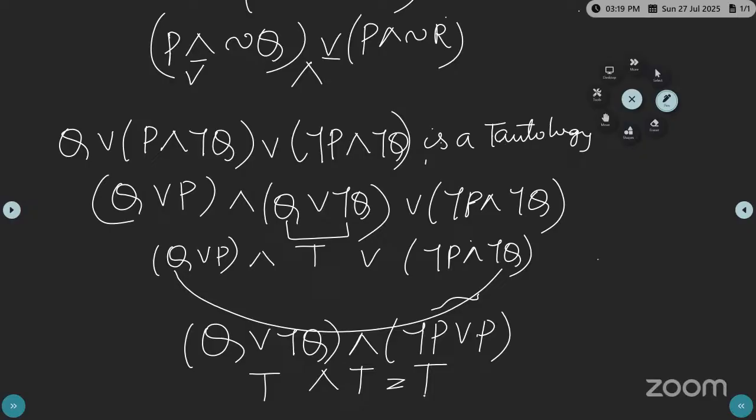So you have to prove that it is a tautology without using the table. So to the right hand side you put the table and the same thing you do it without using the table. Is that clear?